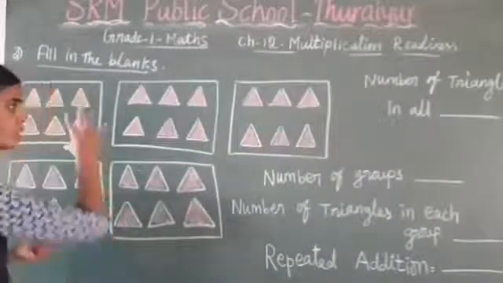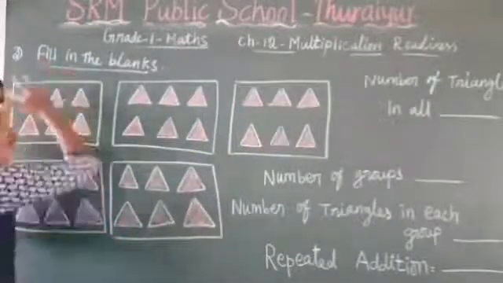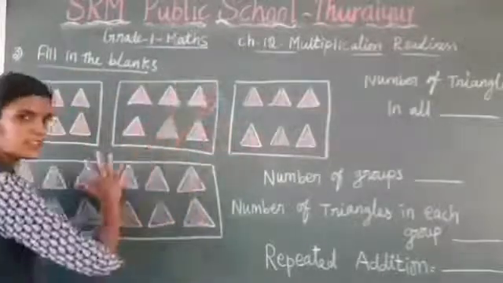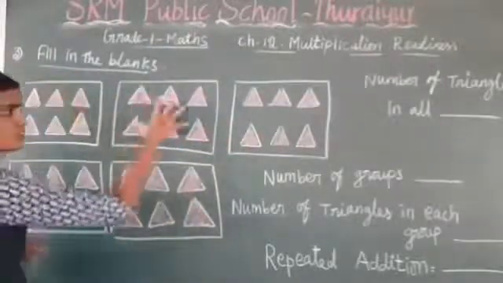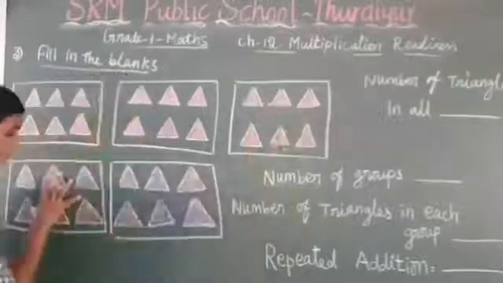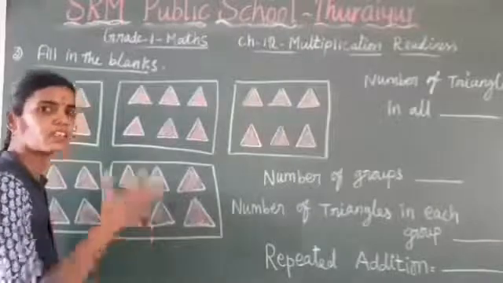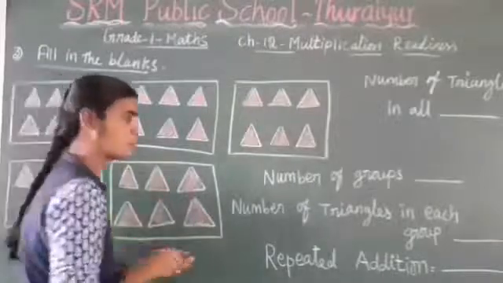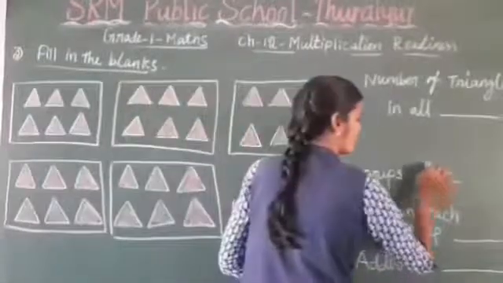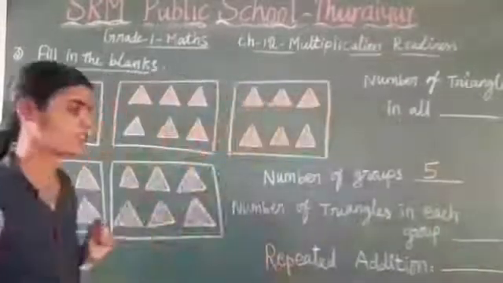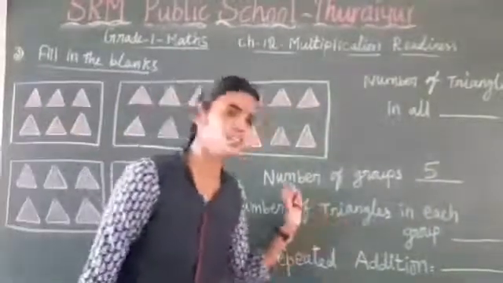I told you, this is one group. This only makes it a group, no? So 1, 2, 3, 4 and 5. How many groups are here? 5 groups. So you have to write 5 here. Clear? Next question: number of triangles.